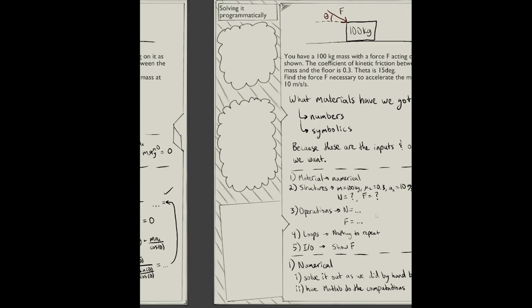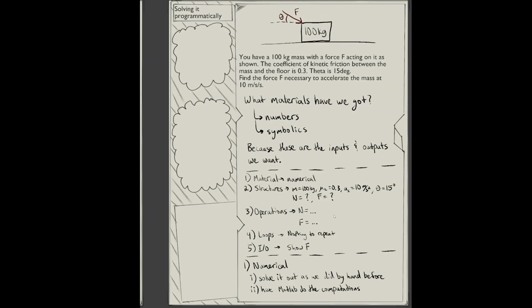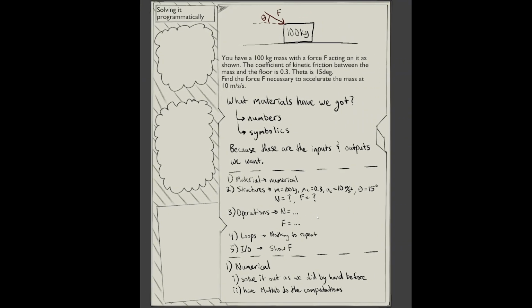Now let's solve it programmatically. So let's think about this. What sort of mediums can we work with? What sort of materials have we got in our programming language, looking at it from a physical perspective? So our materials, we have numbers and symbolics, right? These are the sorts of inputs and outputs we could want.